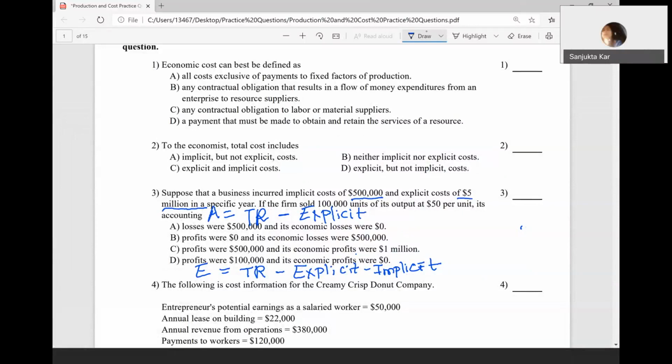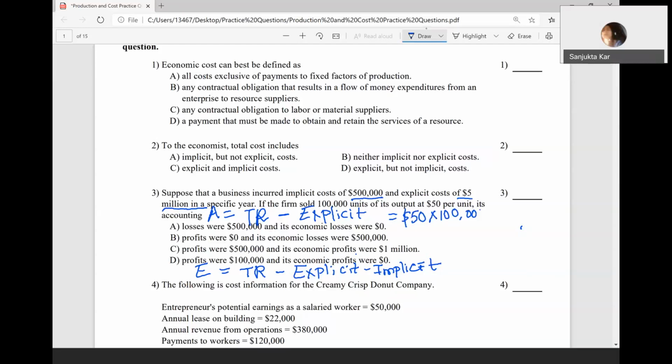Here they're asking us to find the accounting profit and economic profit. So the accounting profit is equal to total revenue minus explicit cost of production. The economic profit is equal to that total revenue minus the explicit cost and minus the implicit cost of production. So do not forget the implicit cost of production.